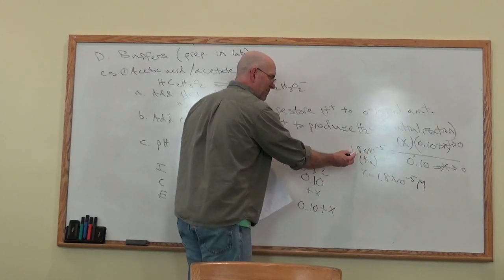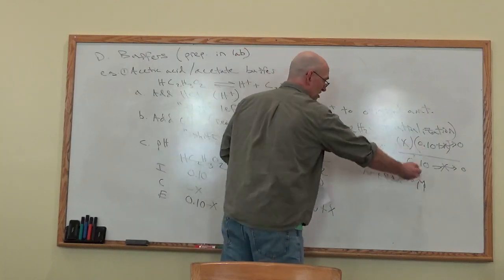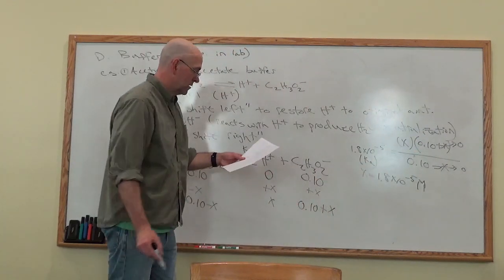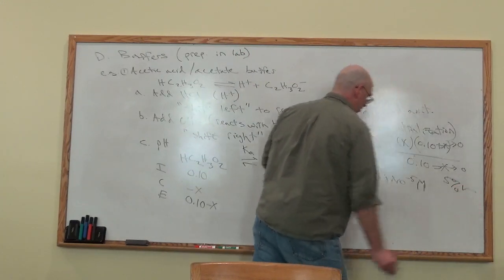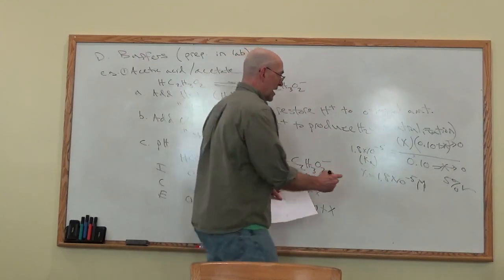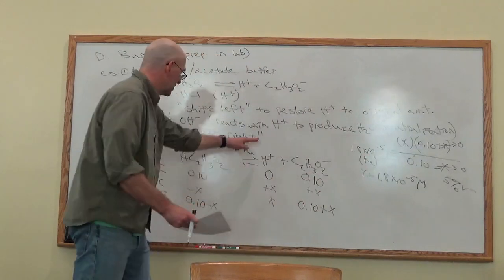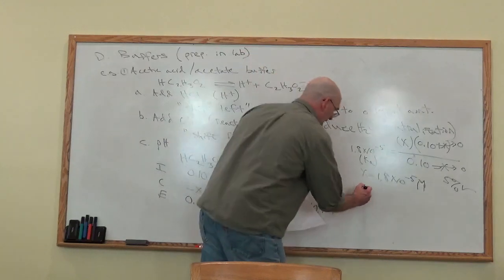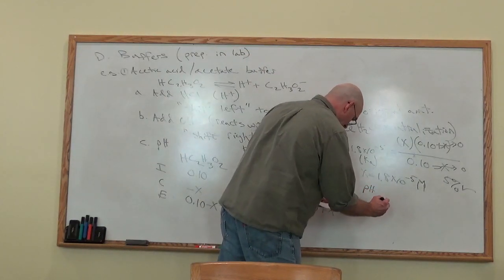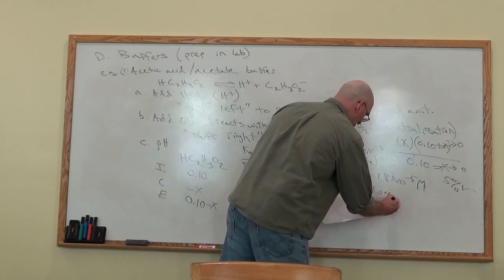Numerically, it's the exact same value as the Ka. The 0.1s just cancel, numerator and denominator. And the 5% rule checks. Check it yourself, always check that. And X is the H plus, like it often is, and you end up getting a pH of 4.74.